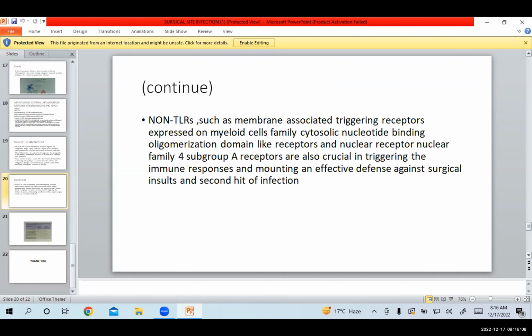Non-TLRs such as membrane-associated triggering receptor expressed on myeloid cell family, cytosolic nucleotide binding oligomerization domain like receptor and nuclear family 4 subgroup A receptor are also crucial in triggering the immune response and mounting the effective defense against surgical insult and second hit of infection.